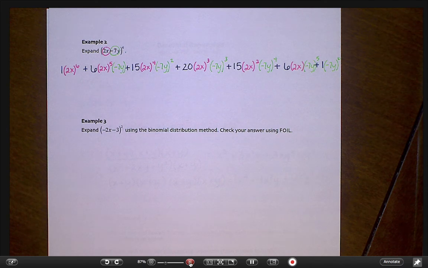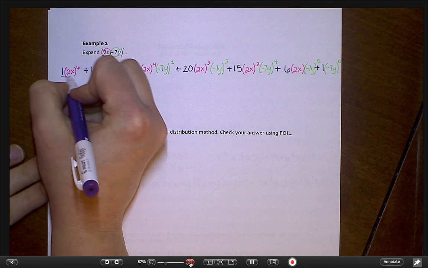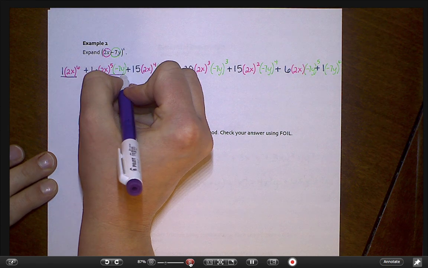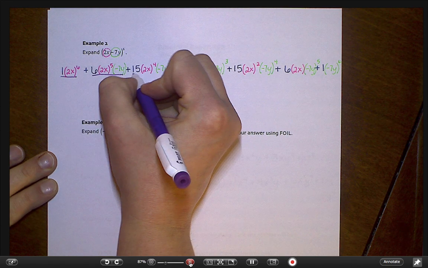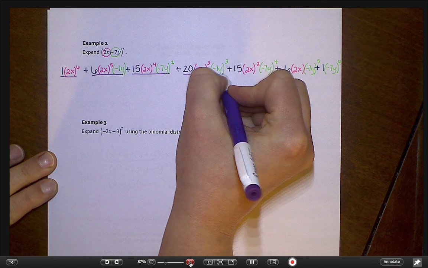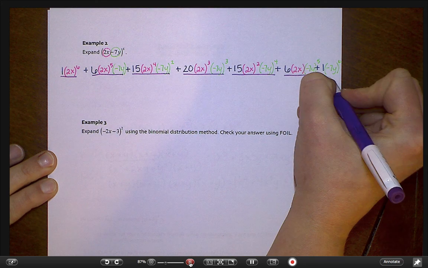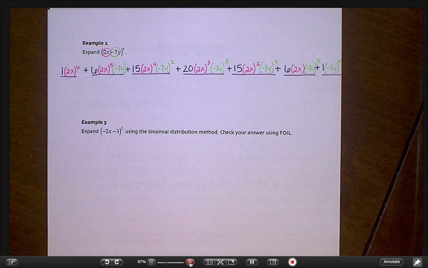I also want to draw your attention to the difference between where the terms start and stop. That's why I started by putting those plus signs in. This right here is a term, and then I see a plus sign. This whole thing together is a term. Here's a term, here's a term, here's a term, here's a term, here's a term. Should be 7 terms if it's a power of 6. Okay?